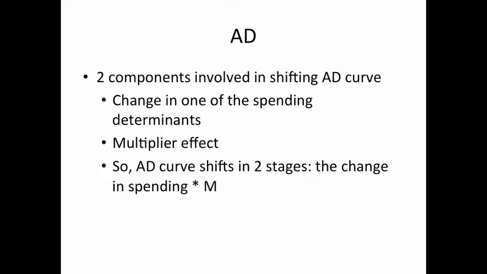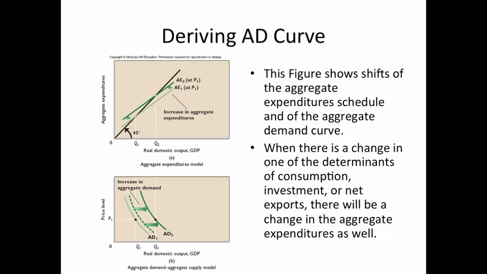So overall, when the aggregate demand curve shifts, it shifts in these 2 stages. By however much spending is changed by, that's the first shift, and you multiply that by this multiplier value to give the overall shift. So again, it's just the change in spending times the multiplier, which again is what we discussed with the aggregate expenditures model.